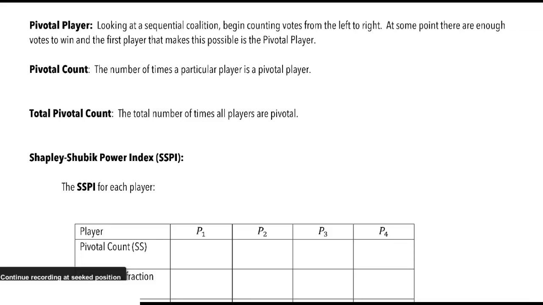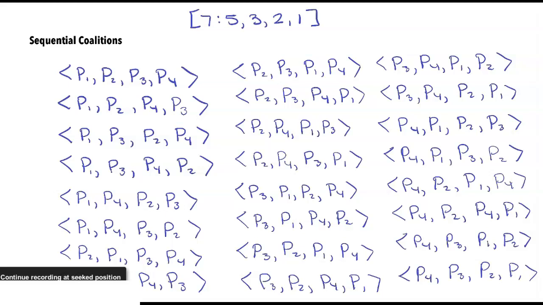Let's look at our sequential coalitions again through a lens of looking for pivotal players. Starting with our first sequential coalition, we have player 1 with 5 votes. Once player 2 joins, there's a total of 8 votes, and it's a winning coalition.